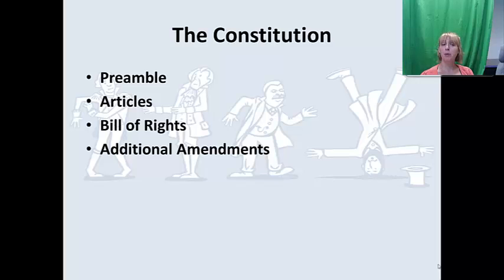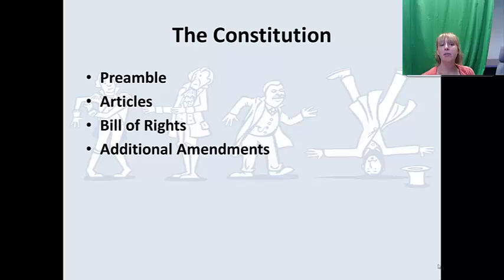The preamble, which has no force of law but establishes what the Constitution is going to do. You can kind of think of this like the introduction that you write to a paper. The articles themselves, this is what lays out the structure of the government. This is where we see the evidence of the Great Compromise in action.